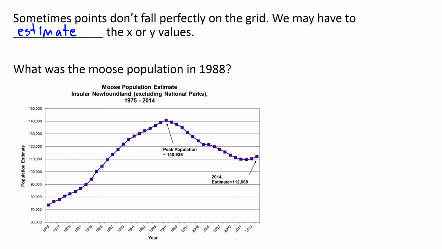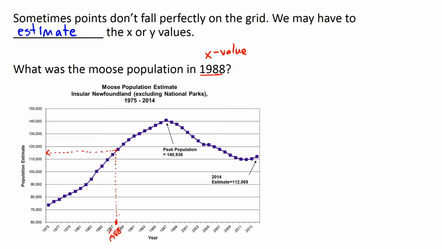So what is the moose population in 1988? Well, what are they telling us about 1988? They're telling us an x value. So on the x-axis, we can go find 1987. The next tick must be 1988. And then we read up vertically until we find the graph, or the line, and then we're going to read across to get the y value.